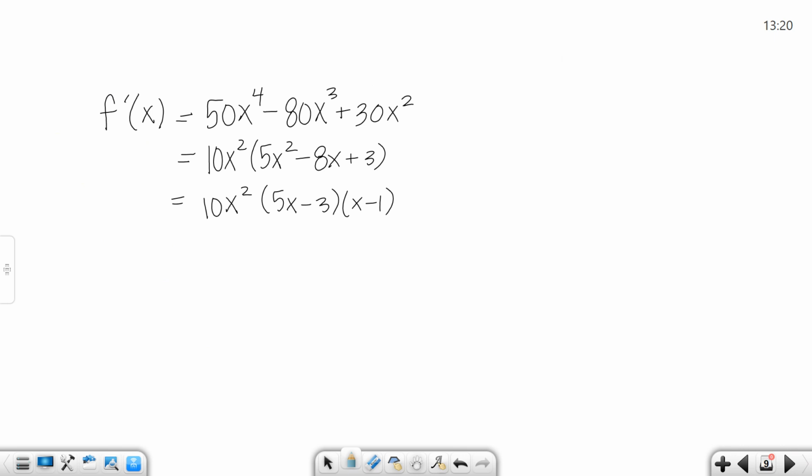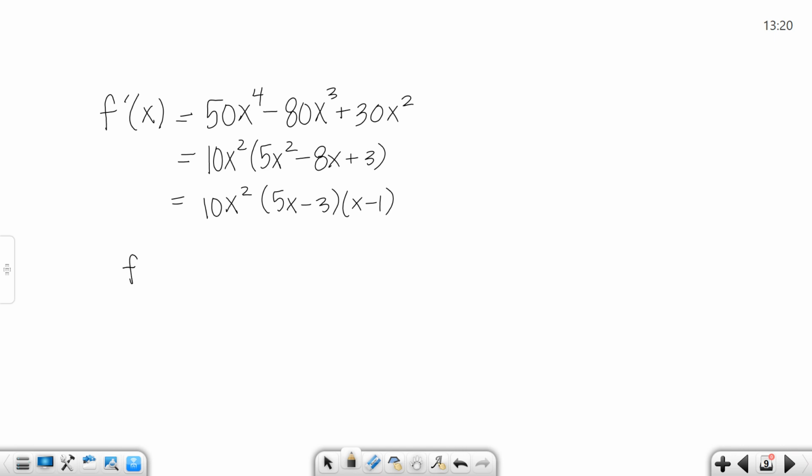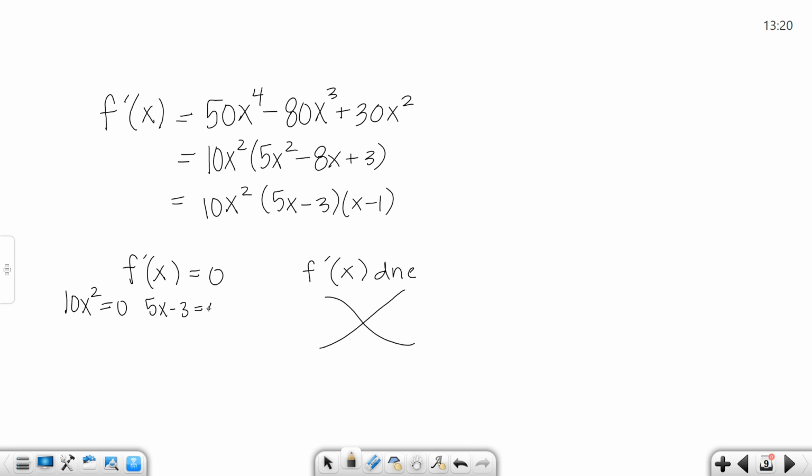To find the intervals where the function is increasing, you find the derivative, which I've done here. I also went ahead and factored it. So to find increasing intervals, you're going to see where does my derivative equal 0 and where is my derivative undefined. Well, there's not a denominator, so you don't have to worry about the undefined part. The numerator is this factored piece here, so I can set 10x squared equal to 0, I can set 5x minus 3 equal to 0, and I can set x minus 1 equal to 0. So x would equal 0, x would equal 3/5, and x would equal 1, and these are my critical numbers.